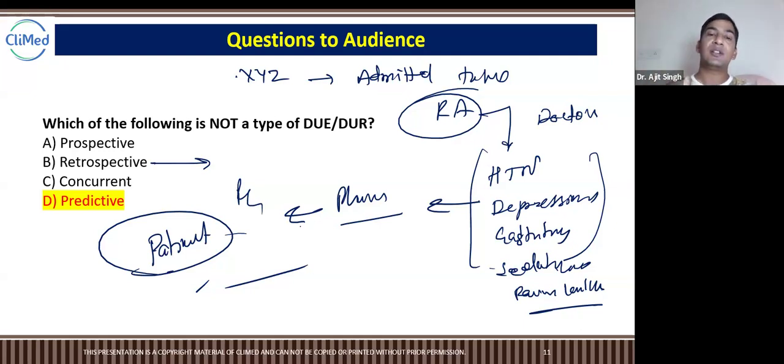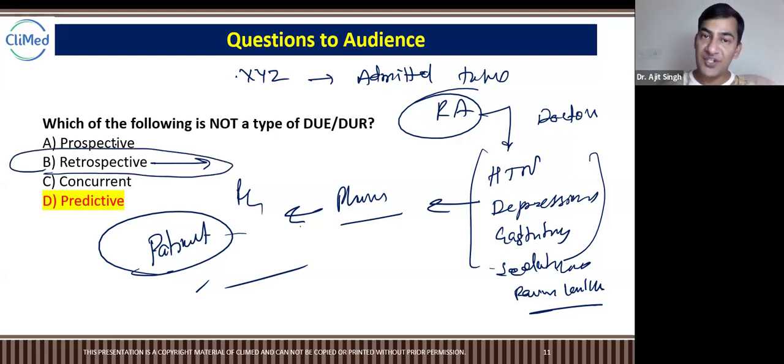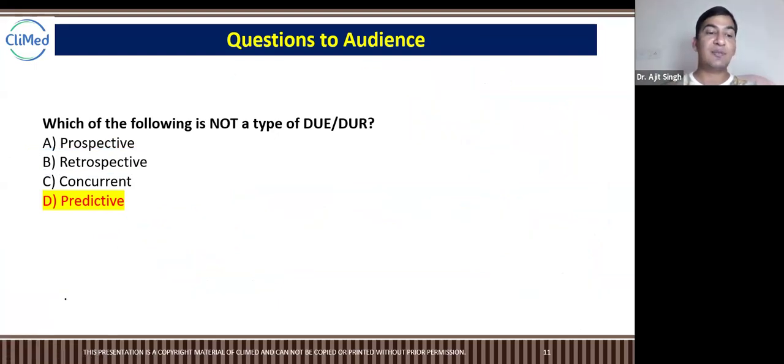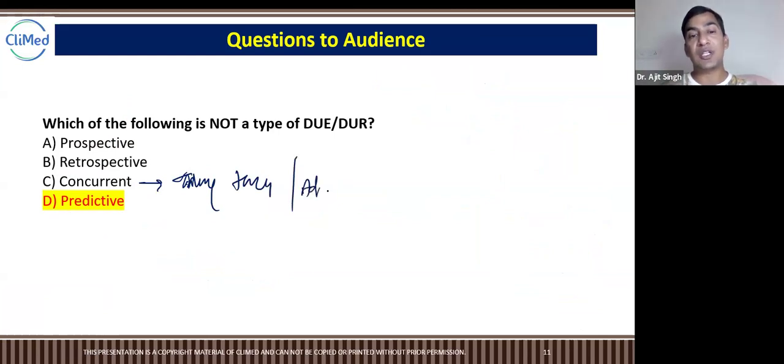If the pharmacist is coming here and checking what exactly the problems are, if the pharmacist is coming and evaluating this prescription after the dispensing of medications, that is called retrospective prescription evaluation. Understand? And then concurrent. Concurrent means when the patient is taking the medications or administering them.